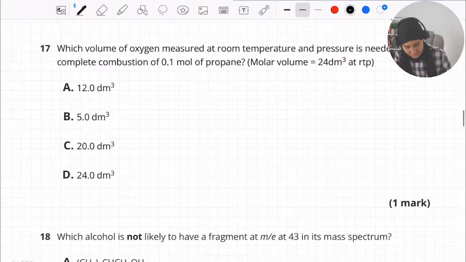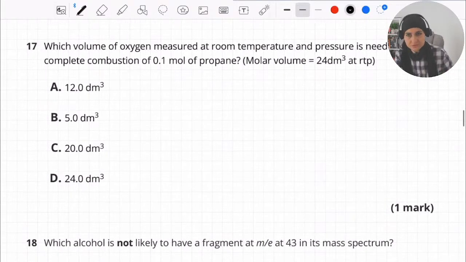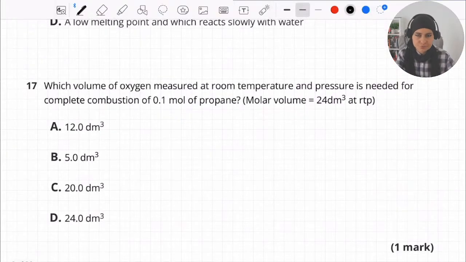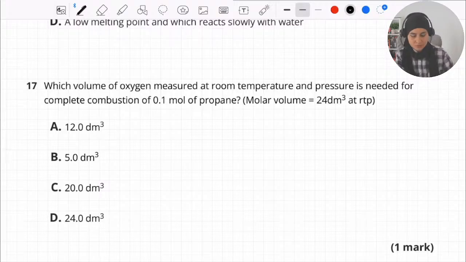So question 17. Which volume of oxygen, let me see actually, do I block my screen a little bit? Yes, okay. So which volume of oxygen measured at room temperature and pressure is needed for complete combustion of 0.1 moles of propane?